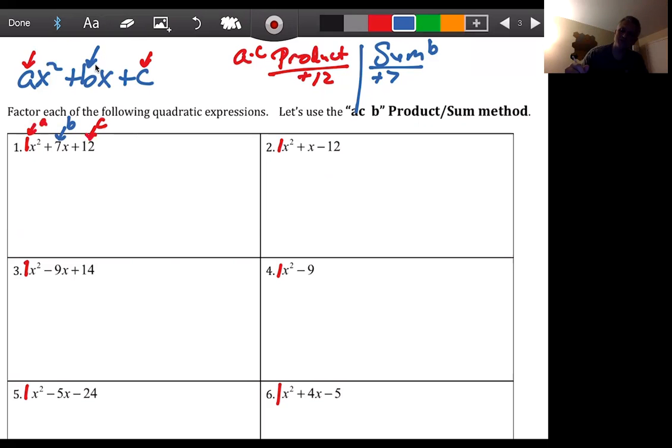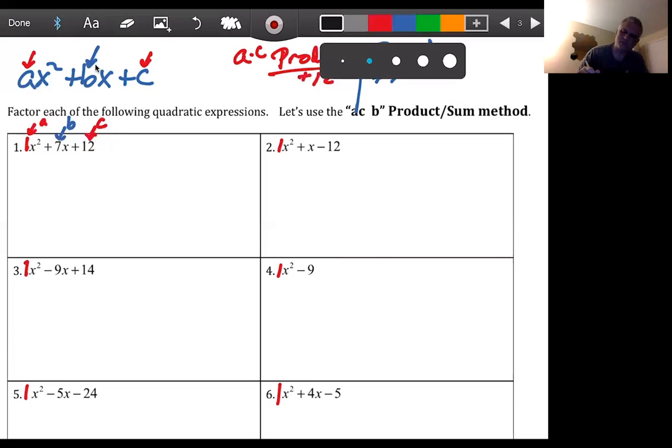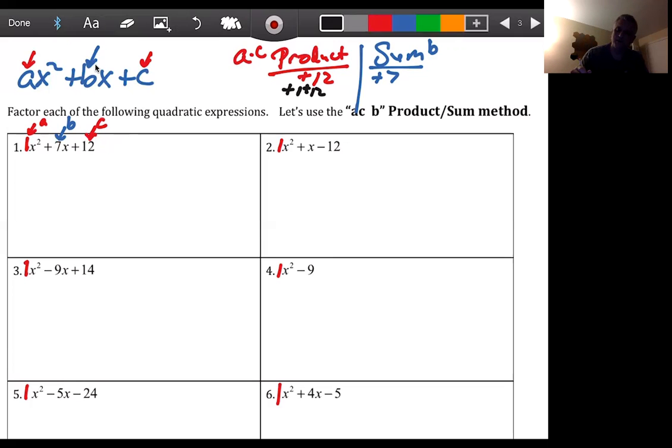So let's think of some numbers that multiply to 12. Well, let's do 1 times 12. Okay, so let's go positive 1, and this is plus plus, so I know everything's going to be positive. So go plus 1 times plus 12. Well, that multiplies to positive 12, but it adds to positive 13. No, that's not it. I want positive 7.